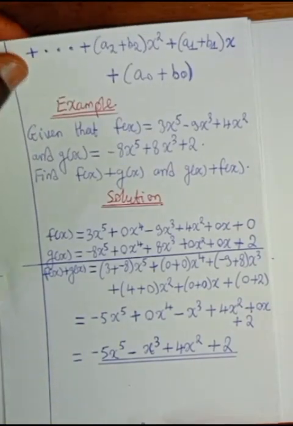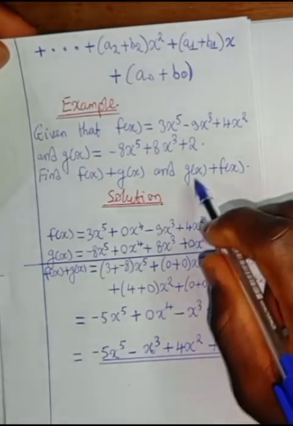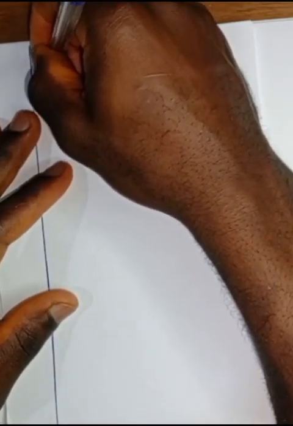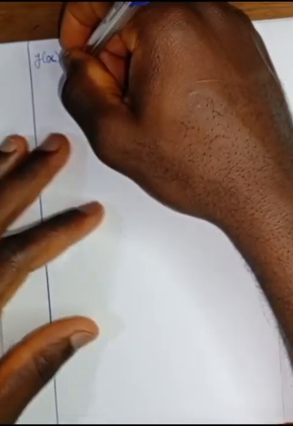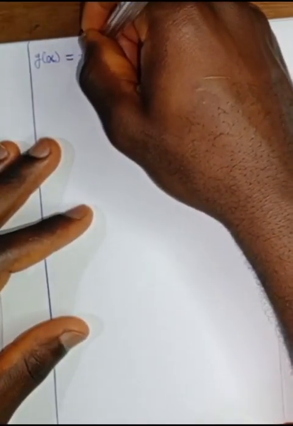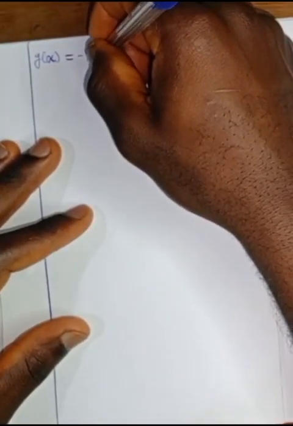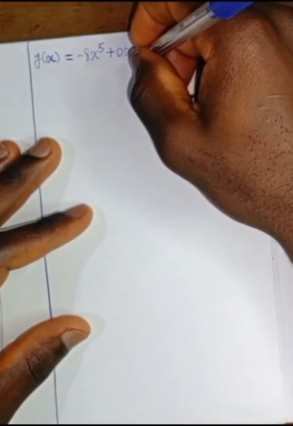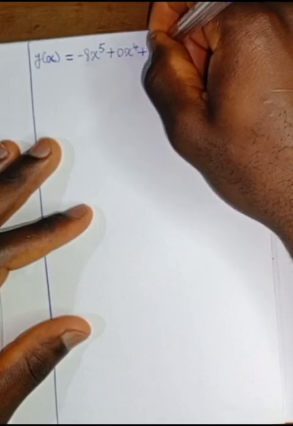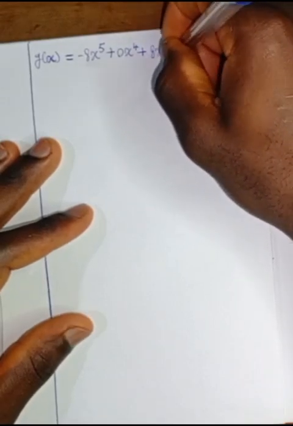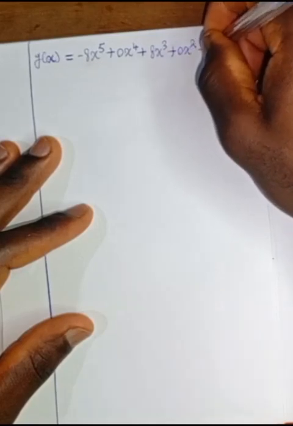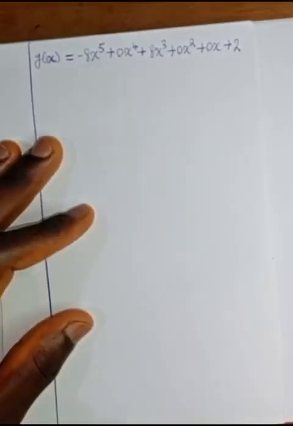Now the next thing we need to find is g of x plus f of x. We are going to start by writing out the polynomial g of x. G of x is equal to negative 8x to the power 5 plus 0x to the power 4 plus 8x cubed plus 0x squared plus 0x plus 2.